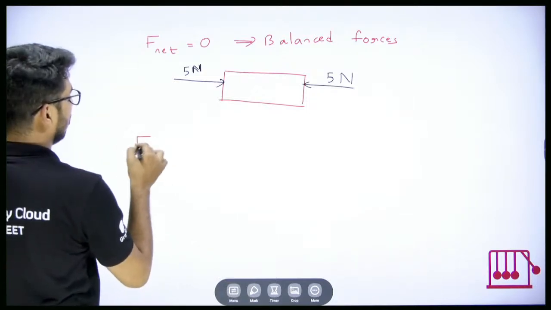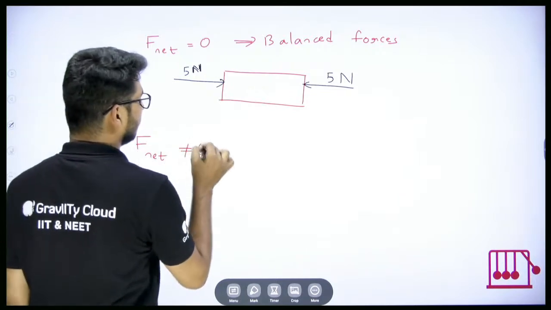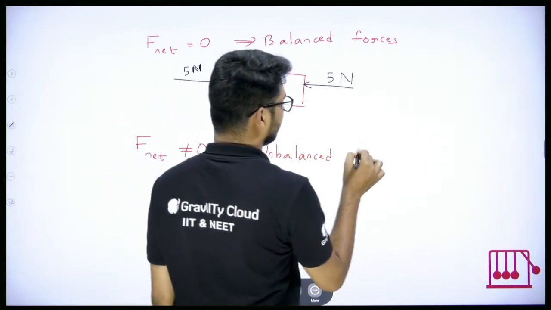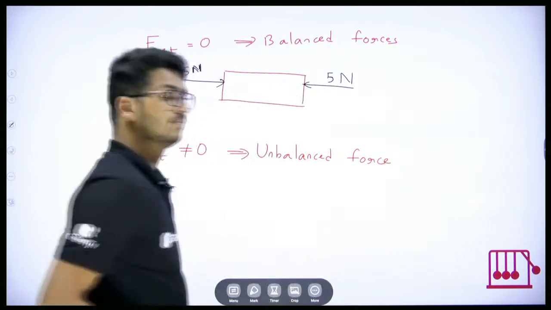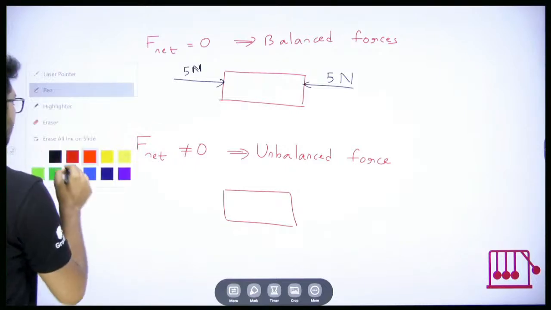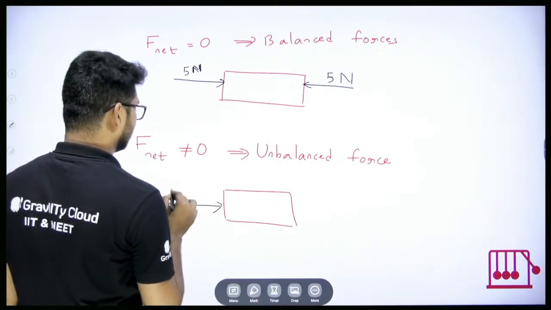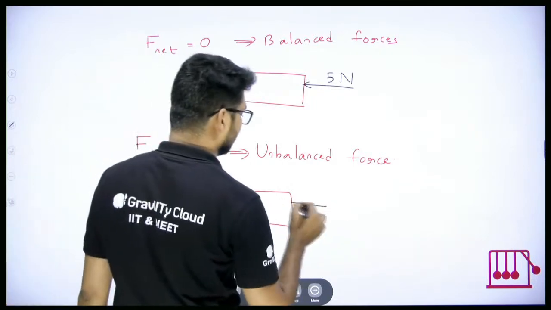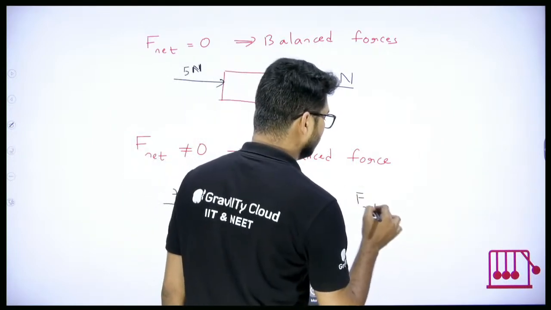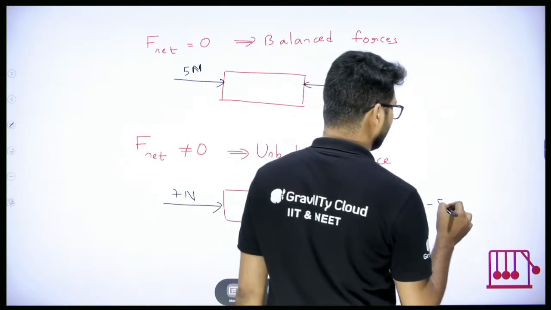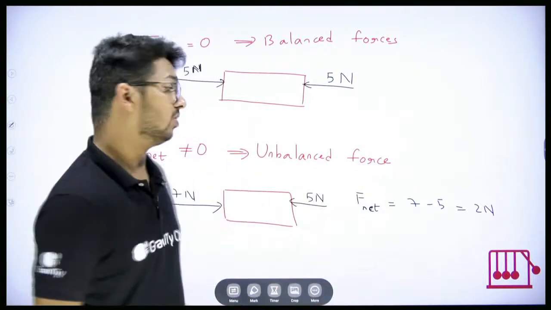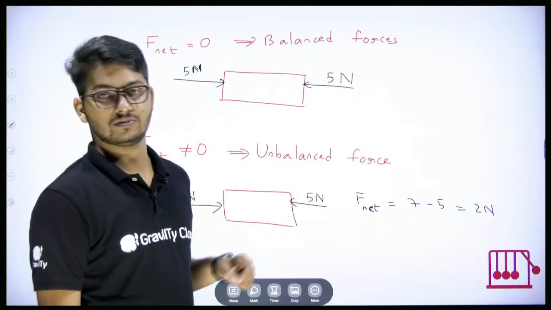But if net force is not equal to 0, then we say that it is unbalanced force. So if there is an object here, just taking a rough example, let's say one force acting is 7 Newton, the other force acting is 5 Newton. So net force here will be how much? Opposite direction you subtract them, 7 minus 5, it is 2 Newton. Is that 0? Net force is not 0, so it is the case of unbalanced force.